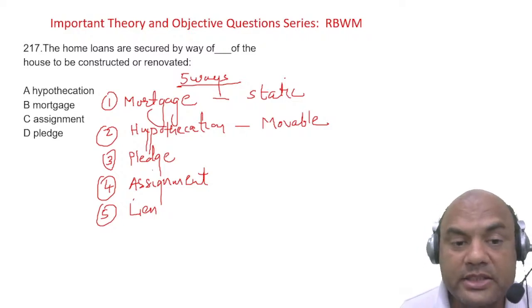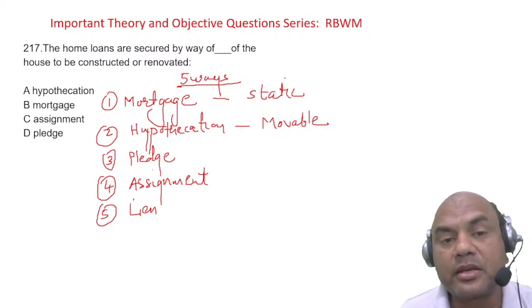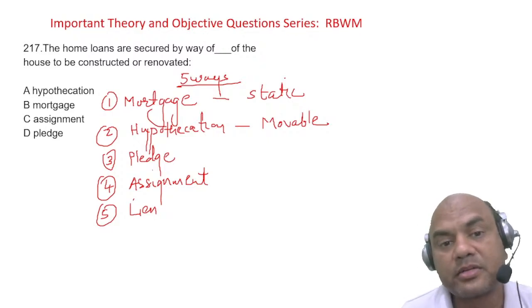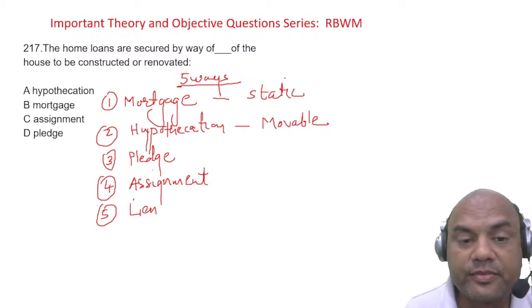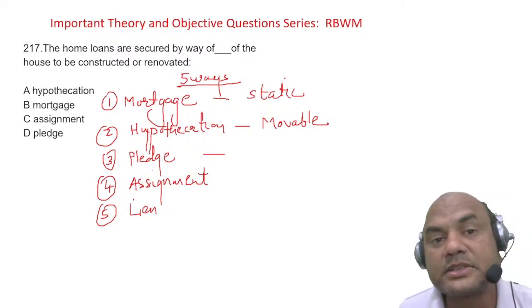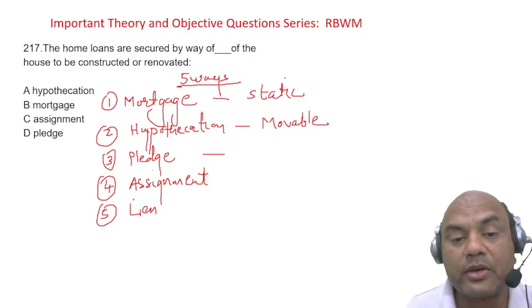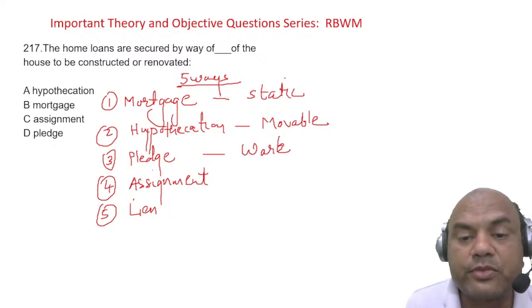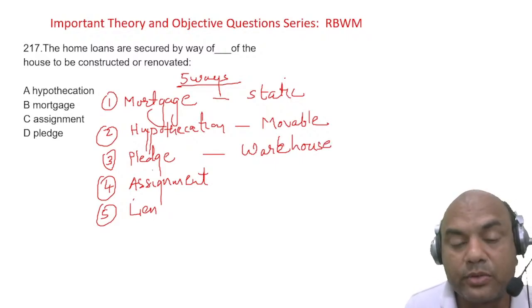The difference is, remember, in hypothecation, the stock, the car, the vehicle is not in front of the eyes of the banker. It is used by the customer. Third one is pledge. What is the difference between pledge and hypothecation? In pledge, generally it is done in warehouse financing. Also we do the pledge for gold. Gold loan, we pledge the gold.